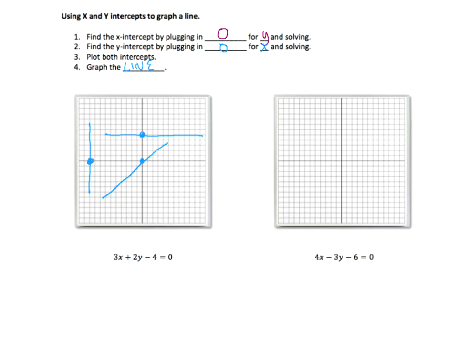There's only one distinct point that you can find this way. So these are the three cases where you cannot use x and y intercepts to graph a line. In any other case, you can.